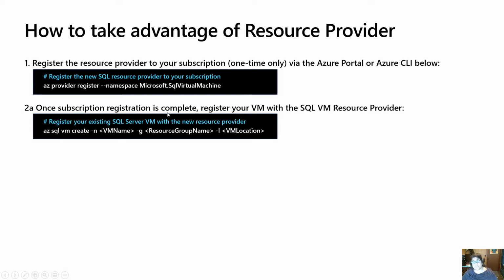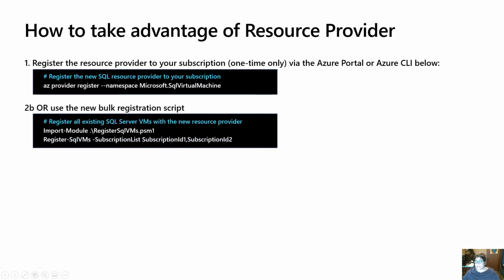So if you'd like to just do a single VM, then this command will register a single VM with the resource provider. But if you have several SQL servers that are running within your subscription, then you might want to register all of them at the same time. So for that, there's also a bulk script that you can use. So this PowerShell script will enable the SQL Server resource provider for all VMs within the subscription that are running SQL Server. So you list out your subscriptions here in the command, and then the script will automatically look at those VMs, detect which ones are running SQL Server, and register with the resource provider.